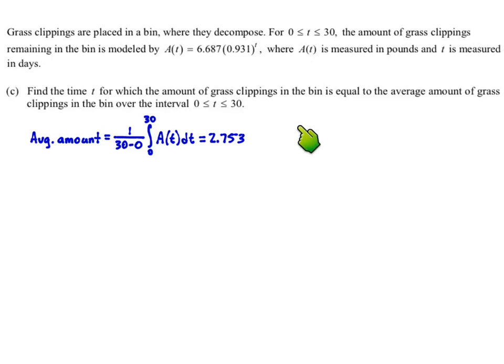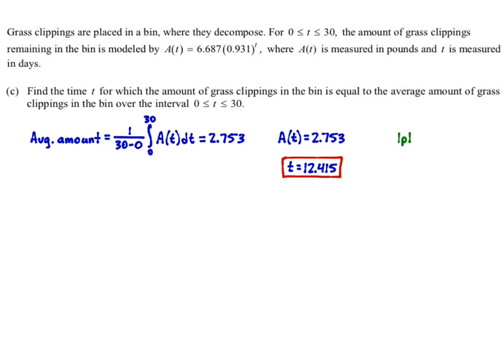So we want to know when the amount of grass clippings is equal to the average amount. So this is the average amount, and then a of t represents the amount, so we're just going to set a of t equal to 2.753. In our calculator, you should have a of t saved in your y list, and then in y2, I'm going to put 2.753, so we're going to get a constant line there. And then we're going to look for the intersection of those two functions, and that intersection is at 12.415.